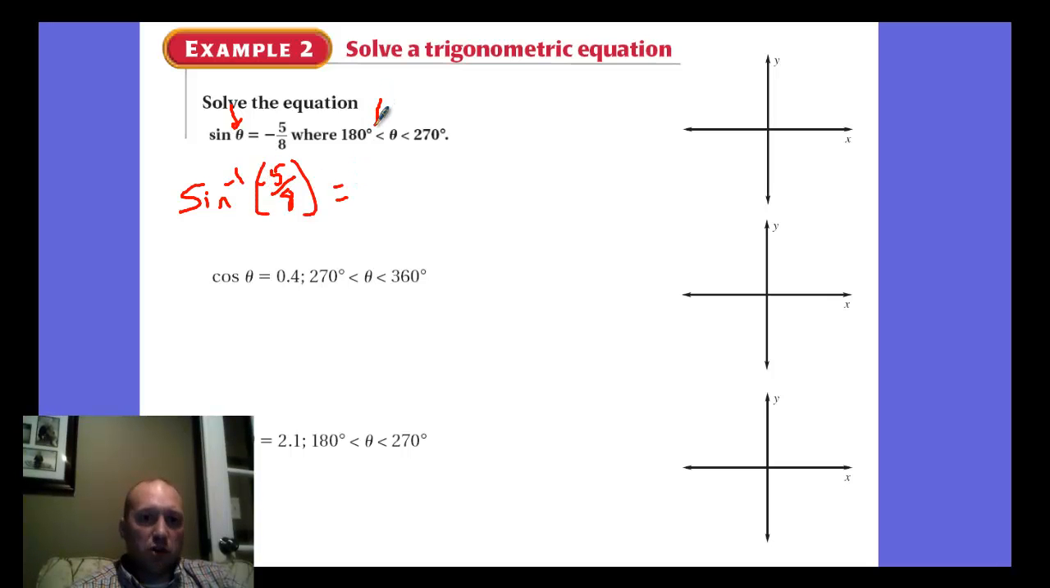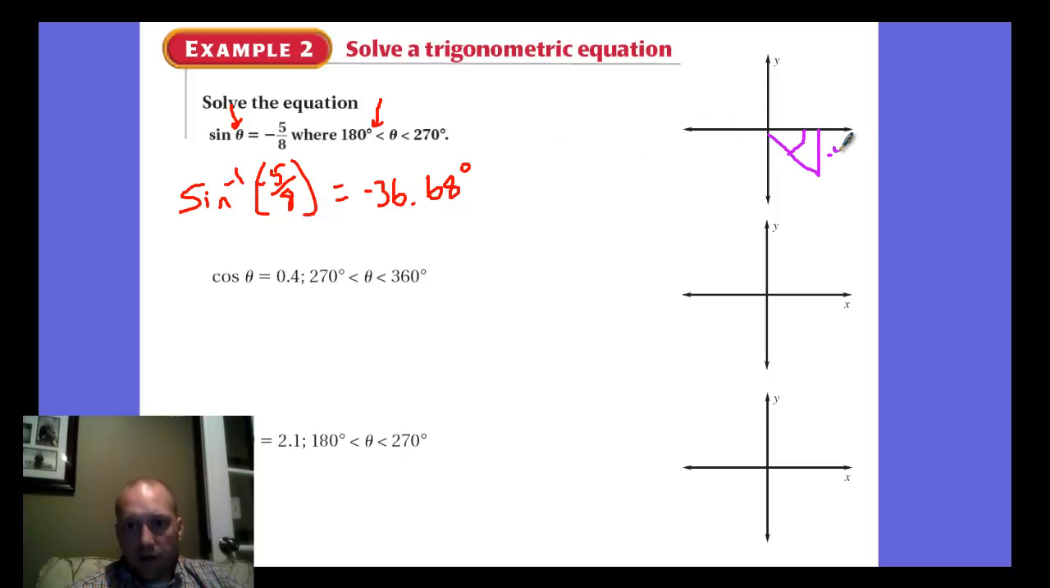I'm making sure I'm in degree mode because it's given to us in degrees. If I do that, I'll get -36.68 degrees. And so if I look at the unit circle, or at the graph here, -36.68 is right here. So that would be like this triangle. That's one triangle that gives us a ratio of -5/8.